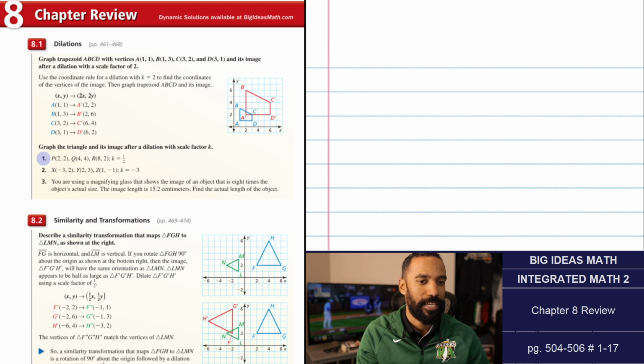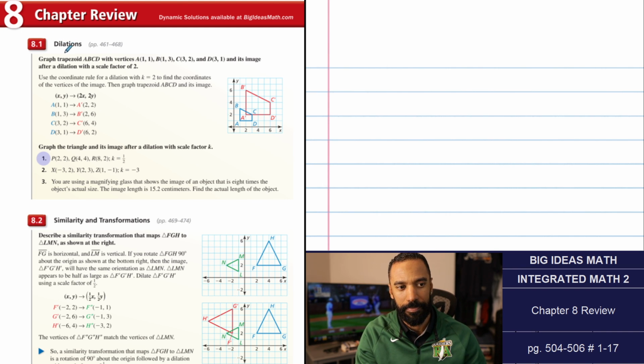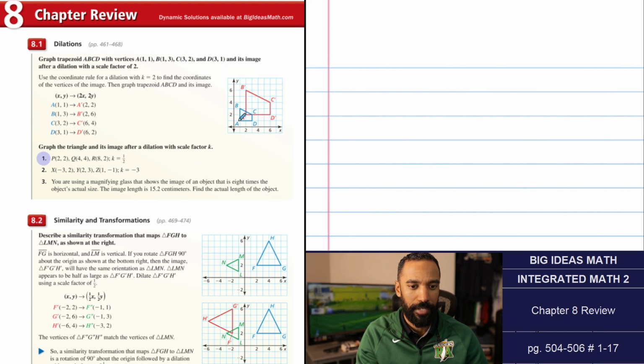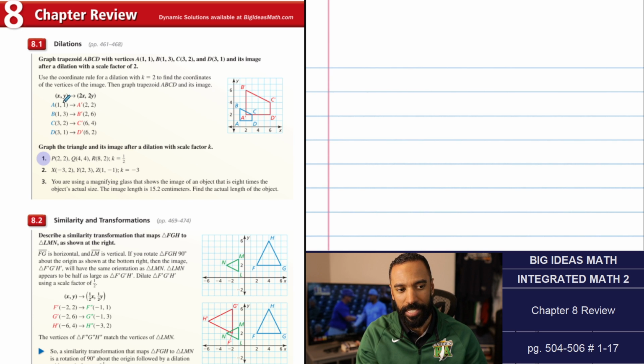We're going to look at section 8.1 on dilations. Here's an example of them graphing trapezoid ABCD with vertices plotted in blue, and its image after a dilation with a scale factor of 2. Now here's the final result. What they do is take all of their x, y values and double them. Scale factor of 2 means it'll be an enlargement. They're going to multiply everything by 2.